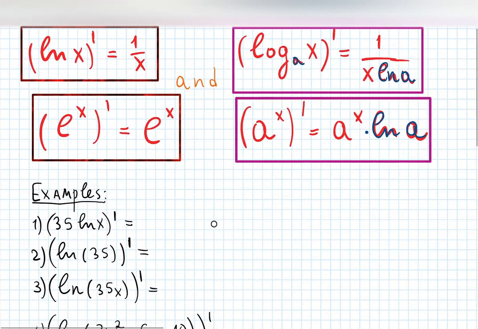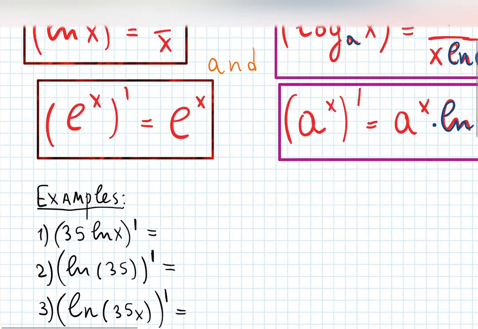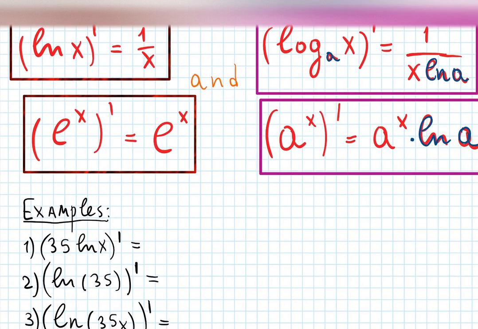And now some fun examples. It becomes actually fun after this, up until we hit logarithmic differentiation. It's pretty fun. So what is, based on these formulas, ln 35 ln x prime, 35.